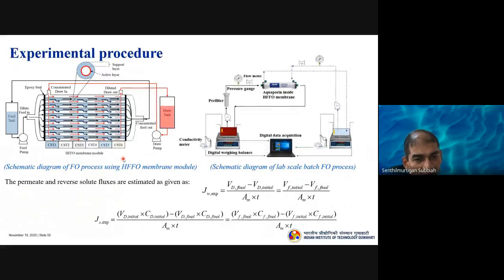So in a pictorial way, if you look at how we are doing it, we are making CST1, CST2, CST3, and they are connected in series, along with the tank, and then we are trying to calculate JW experiment and JS experiment from the model, where JW and JS are the water flux and the salt flux.